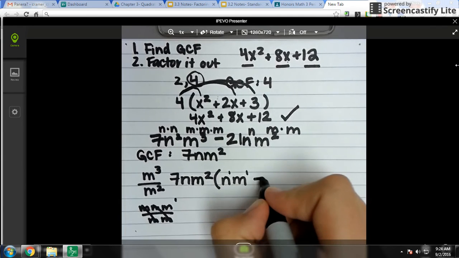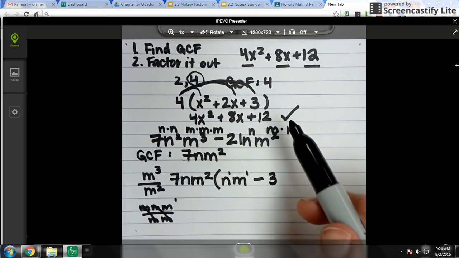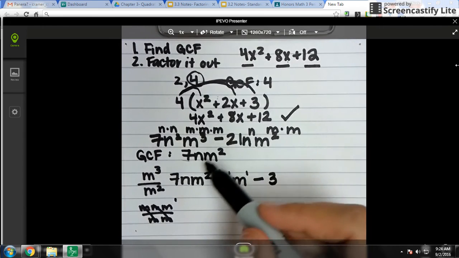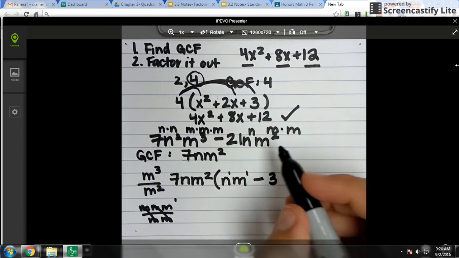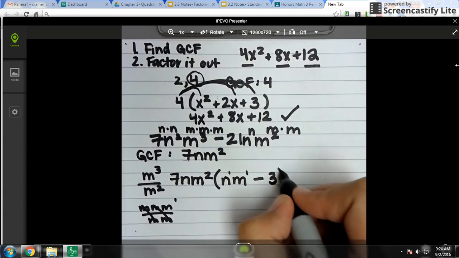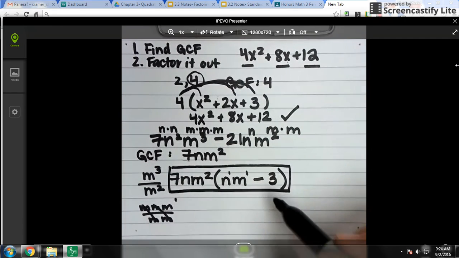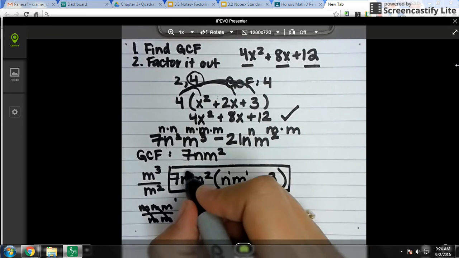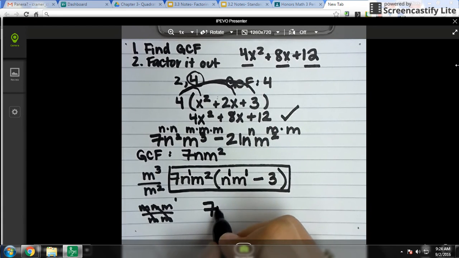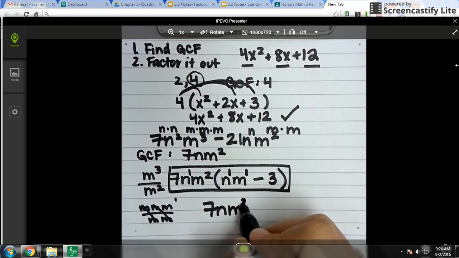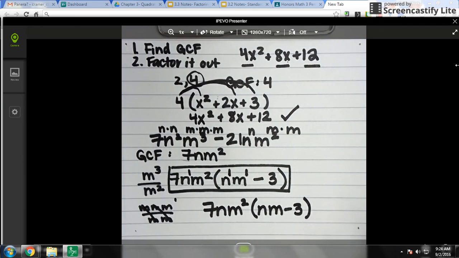Then we have negative 21 divided by 7, which would be 3, and we have n divided by n gets rid of our n's, m squared divided by m squared gets rid of our m's. So our final answer is 7nm squared times (nm minus 3). And again, you can put those 1 exponents there, but in reality they're invisible, so it would look like this. And that's your final answer.